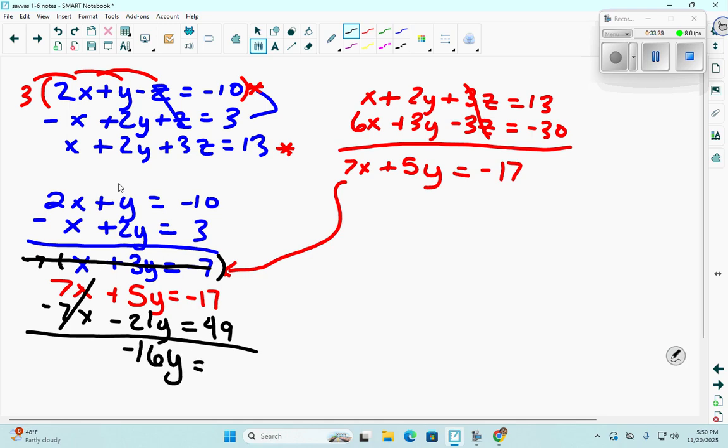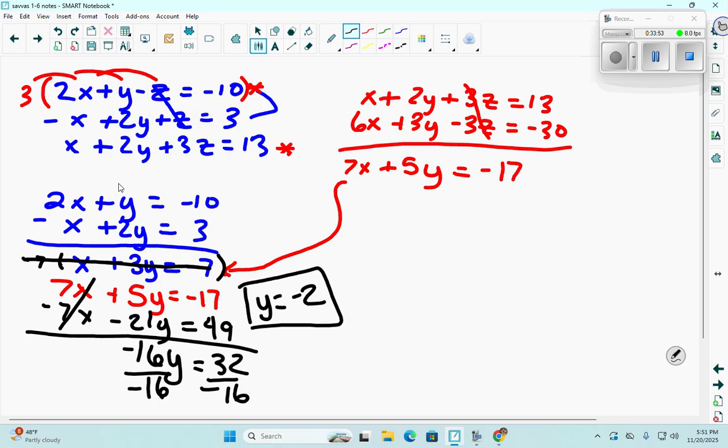And then I'm subtracting 17 from 49, which gives me 32. Okay, divide by a negative 16, divided by a negative 16. Okay, so my y, very first answer, is a negative 2. All right, I have one of my answers. Now I need to solve for the other two.